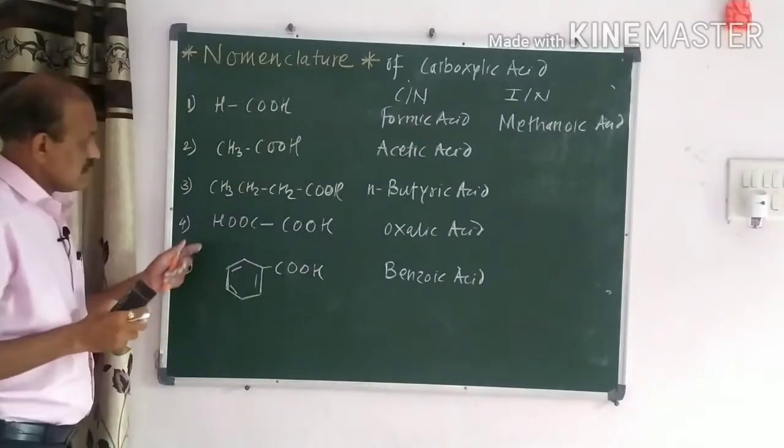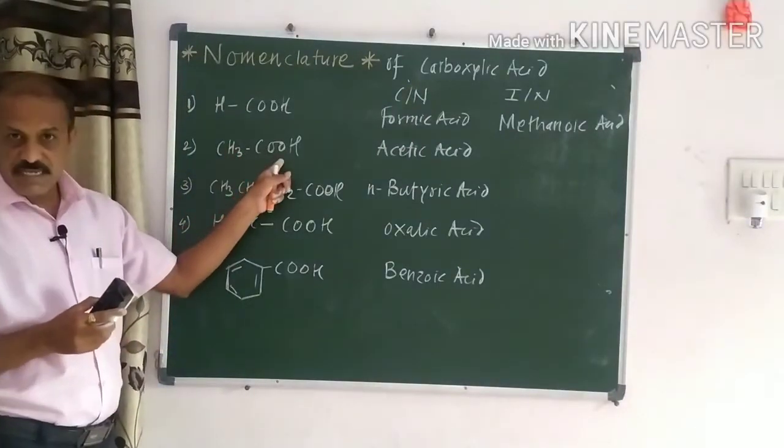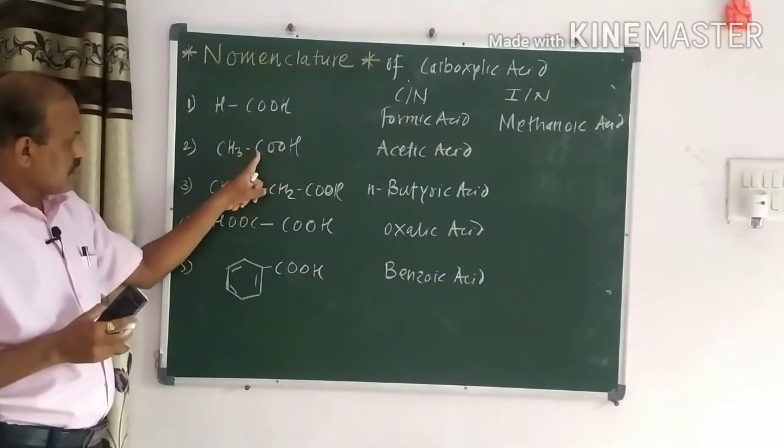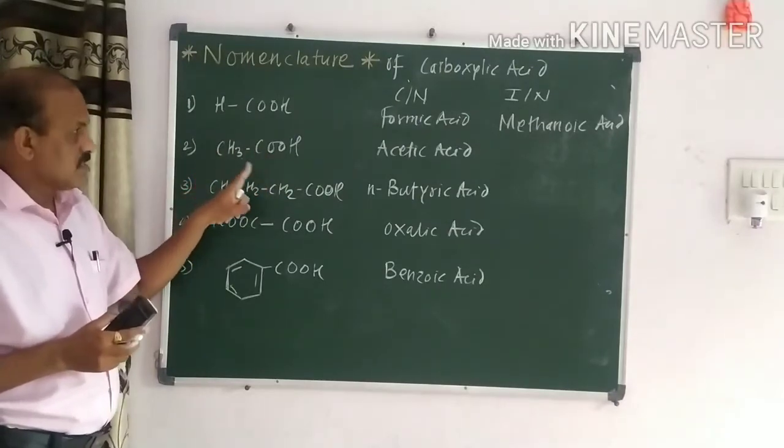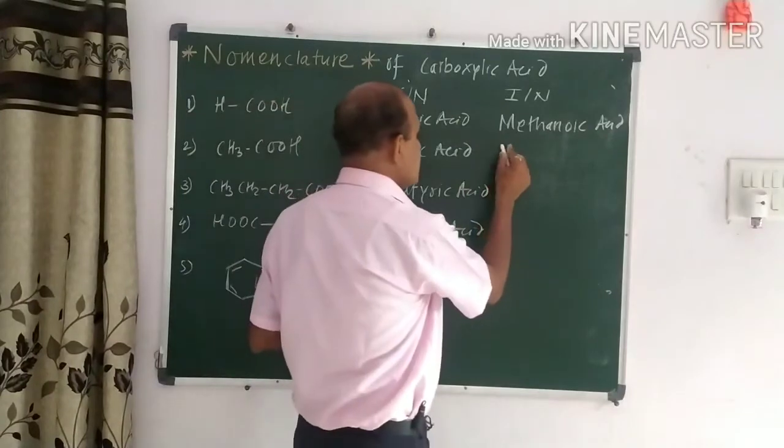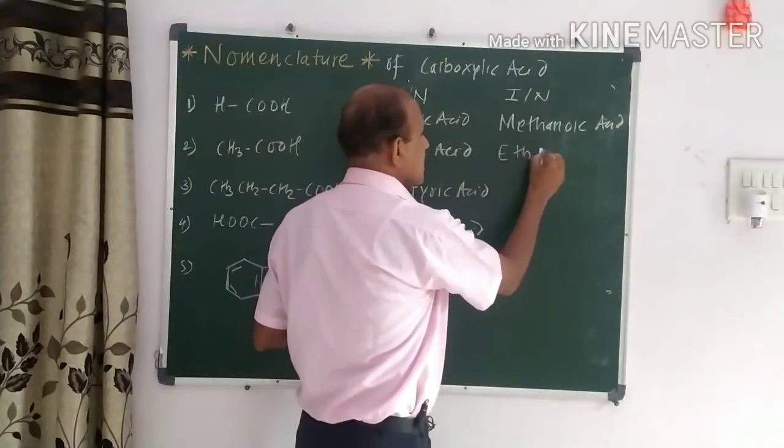In the same manner, this is the structure of acetic acid. Again, the corresponding alkane, if you observe, has 2 carbons, that means ethane, and so the name of the compound is ethanoic acid.